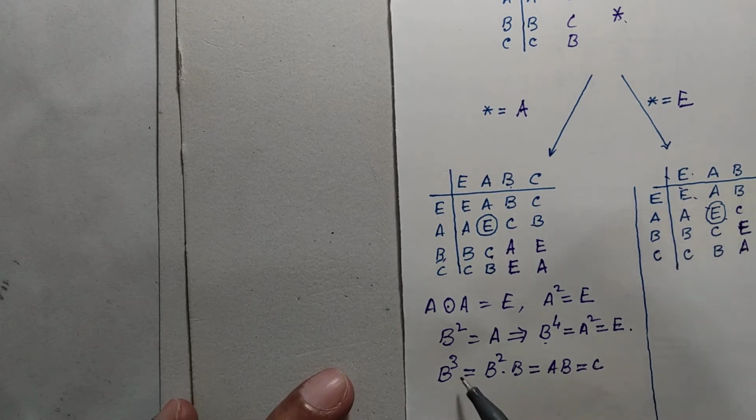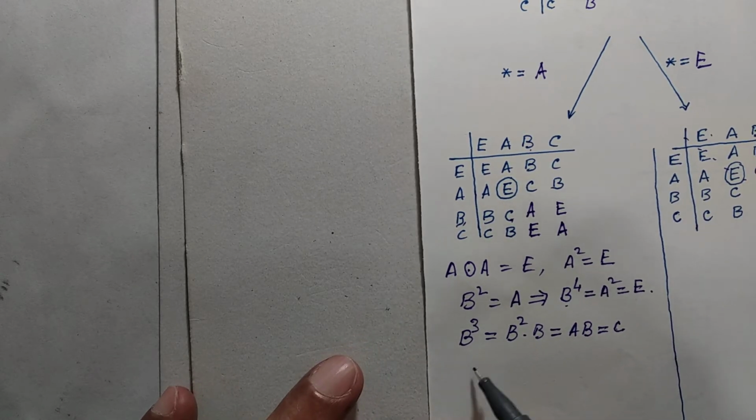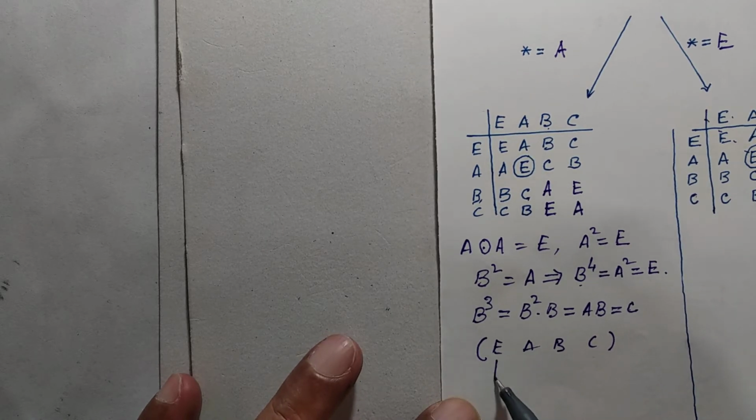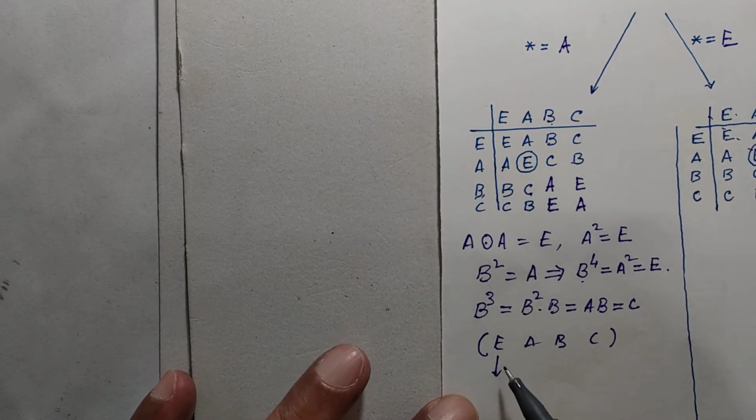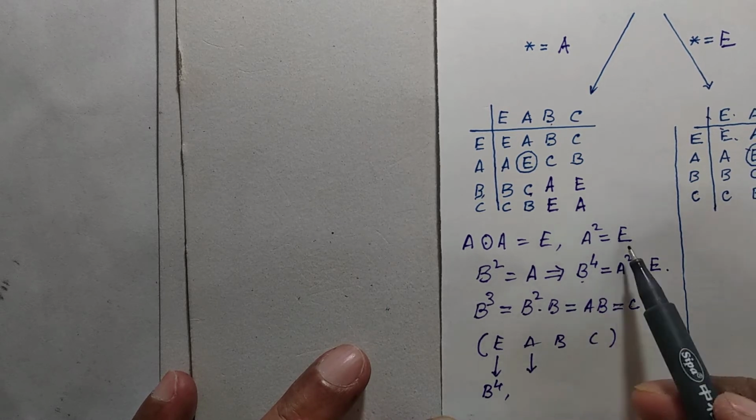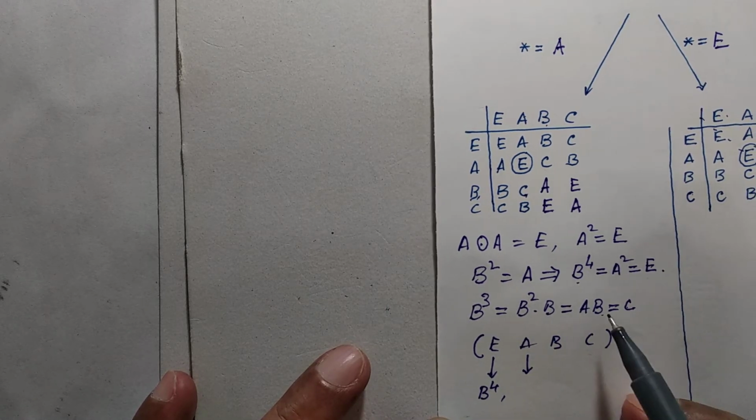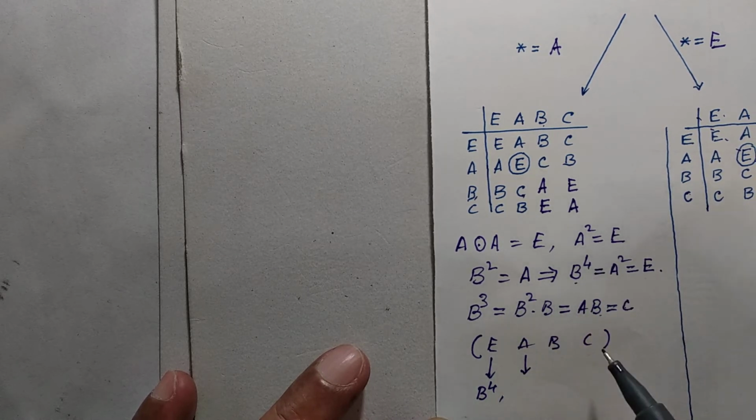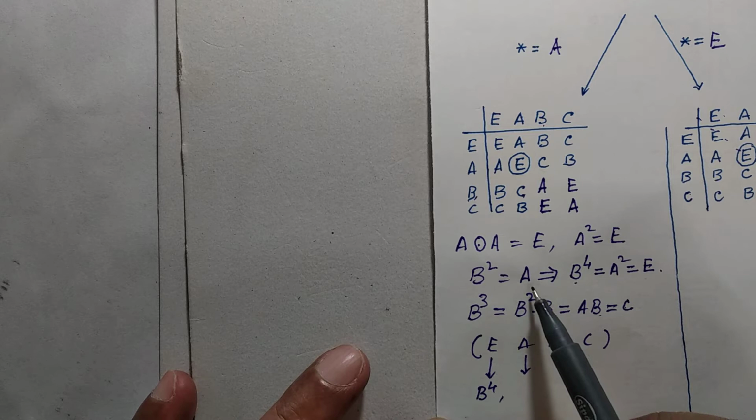Therefore, C is B cube. Thus, the 4 elements of G, that is E, A, B, C, can be written as follows. E can be replaced by B to the power 4. A can be replaced by B square.